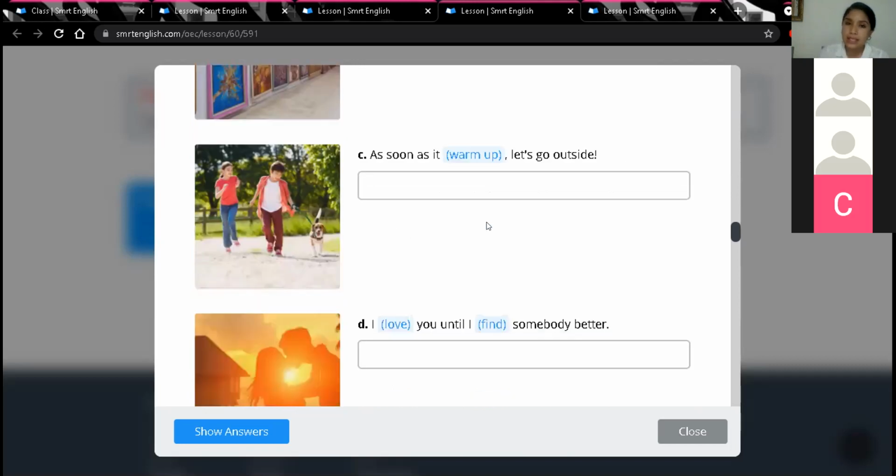You can use shouldn't instead of won't, but it will show a different meaning. Okay, letter C, Carlos. Read it first. As soon as it warms up, let's go outside. It's almost the same. Remember that warms: with he, she, it, we have to modify the verb in the present tense. Warms is with an S at the end. And that's it. Manuel, letter D.